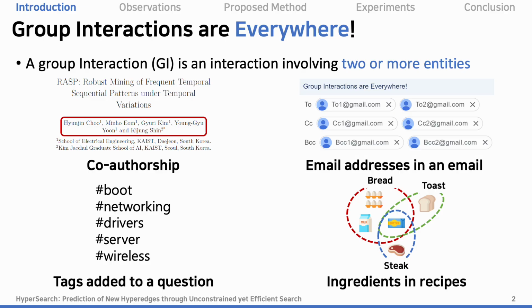Many real-world datasets contain group interactions involving two or more entities. For example, co-authors of a paper, email addresses in an email, tags added to a question, or ingredients in a recipe can all be represented as group interactions.